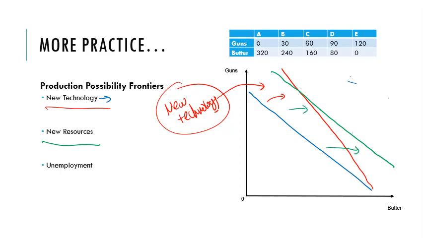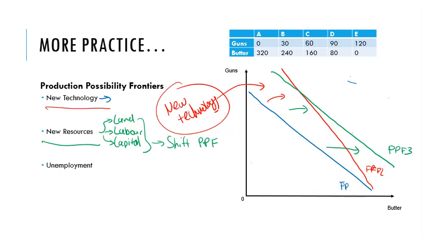of our PPF. So when we think about new resources, we're thinking of more land or natural resources. We're using more labor. We've got more capital resources. All these three will shift the PPF, and we can essentially call this PPF3. The new one here will be PPF2, and the original is PPF1.